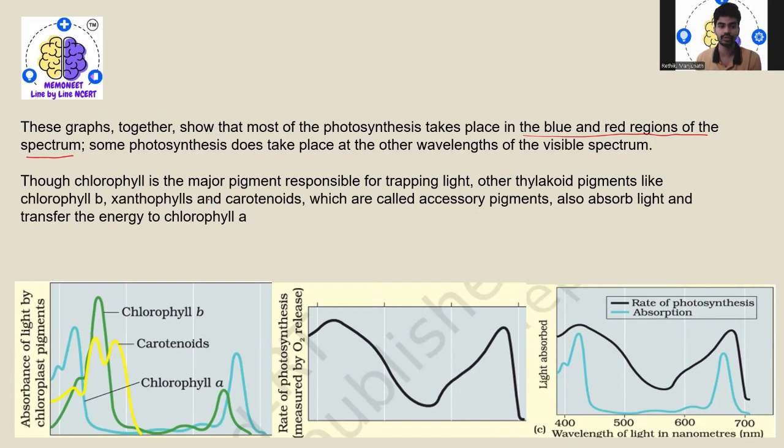Chlorophyll A and chlorophyll B are the most abundant major pigments responsible for trapping light. The other pigments that we are seeing, like xanthophylls and carotenoids, are called accessory pigments. Chlorophyll A is the major pigment, which is the green color that you are seeing here, and it is responsible for photosynthesis. The accessory pigments also absorb light and transfer the energy to chlorophyll A.